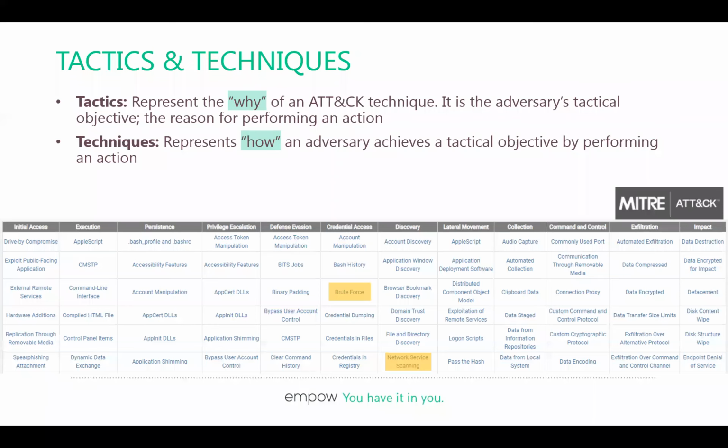An example for a technique, the how, the way the attacker does what he does in each one of those attack steps, can be network service scanning. Some kind of port scan or port sweep. This can be a way for the attacker to achieve the objective of this specific step, which is discovery. So we have the tactic, which is the why, and the technique, which is the how. And I highlighted for you two different techniques on the screen. You can see brute force and network service scanning. And I would like you to keep in mind those two techniques because we'll see them again during the actual demo.